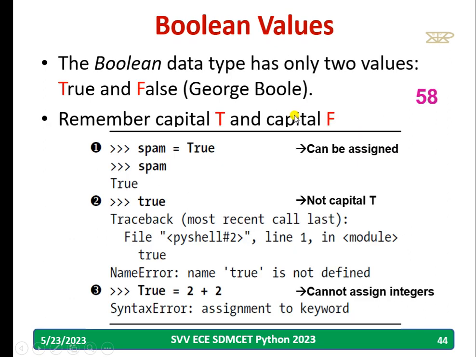So in Python, we have Boolean values. Those are True and False. T and F I have made red because remember these two will always be capital. You can even assign spam equal to True. When you print it, you will get True when you check its value. When you write true in lowercase, it looks true but it is not correct because T should be capital. And you cannot write True equal to 2 plus 2, something like that. You can't use True this way. A boolean has only 2 values. So True you cannot assign, as it is a reserved word.